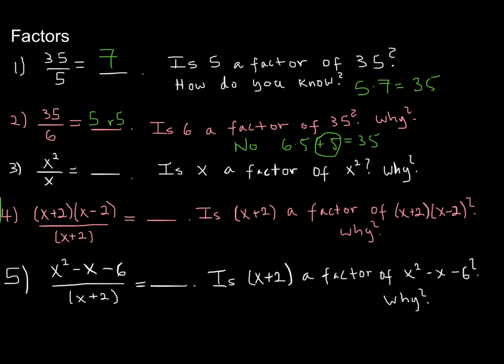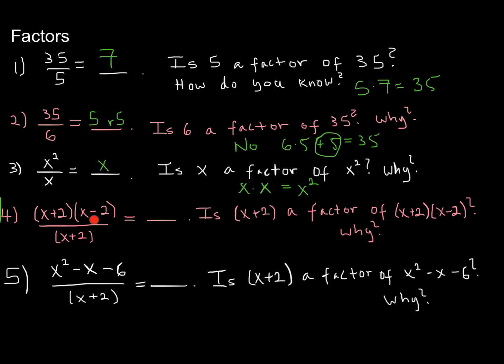All right, what about x squared divided by x? Well, just like we did here, we asked ourselves, what would I multiply 5 by to get 35? You can do the same thing here. What would I multiply x by to get x squared? Well, x times x is x squared, and that will get me exactly to x squared. So is x a factor of x squared? Yes, because x times x is x squared. Notice that polynomials, this is a polynomial, they behave just like regular numbers.